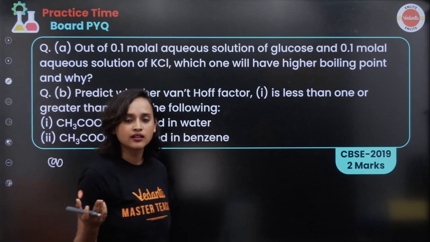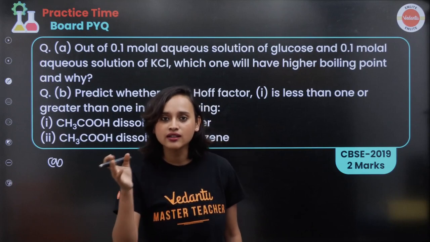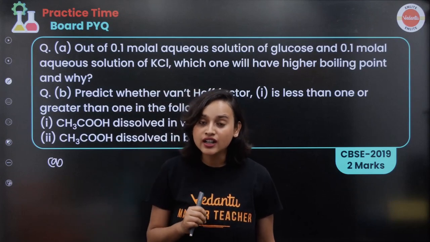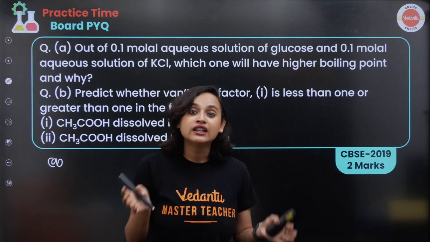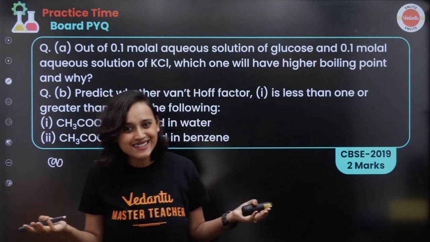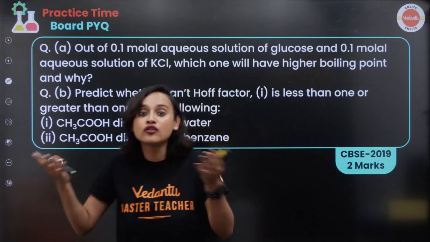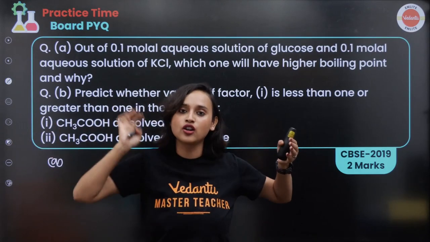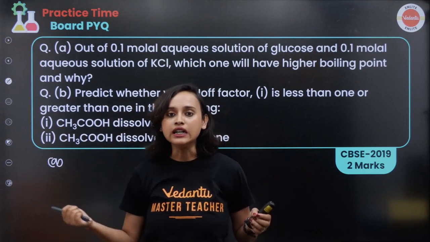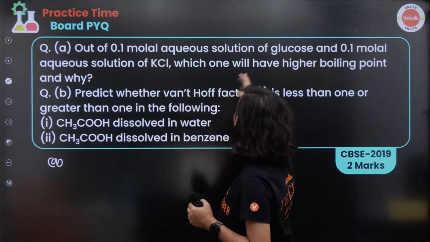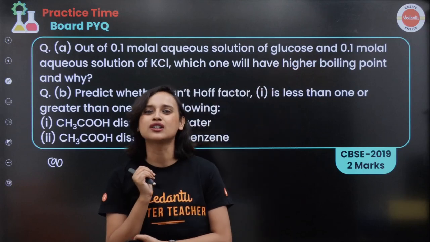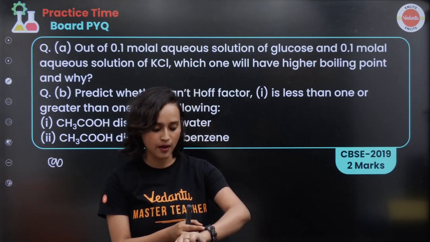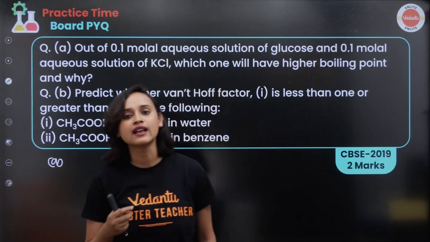Why? Because KCl will dissociate. Boiling point is a colligative property, isn't it? It depends on the relative amount of the constituent. Since more ions will come out of KCl when KCl dissociates, that is why the boiling point will increase here. But when we talk about glucose, glucose will not be able to dissociate completely. Which is why the boiling point will be lesser.